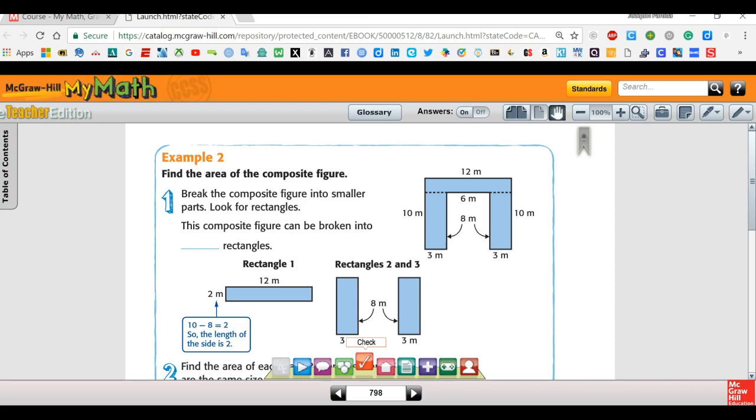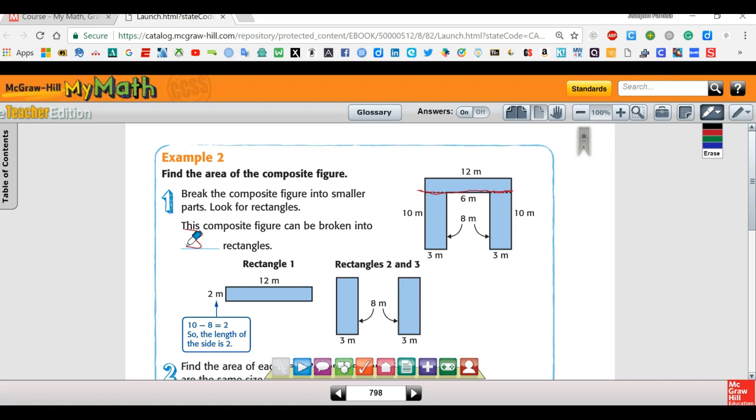Here's another example. Obviously, this shape looks a lot different than the previous one, right? So what they did was they cut it across here. It says break the composite figure into smaller parts. Look for the rectangles. This composite figure can be broken into, how many sections are there? How many rectangles are there? Do you see? Three. The top one and then the two bottom ones, right? 3.